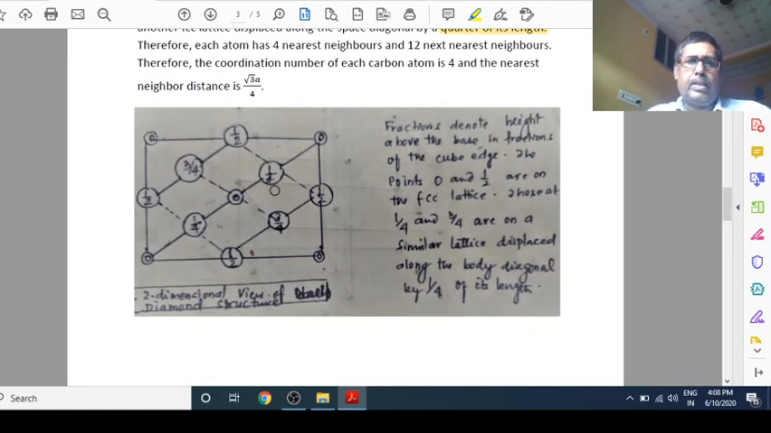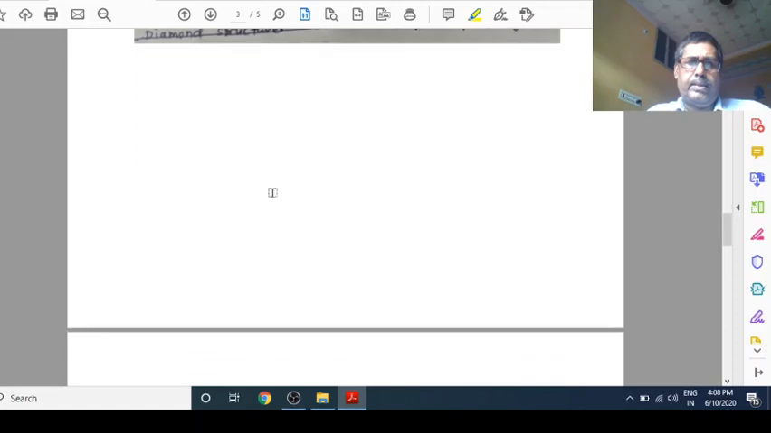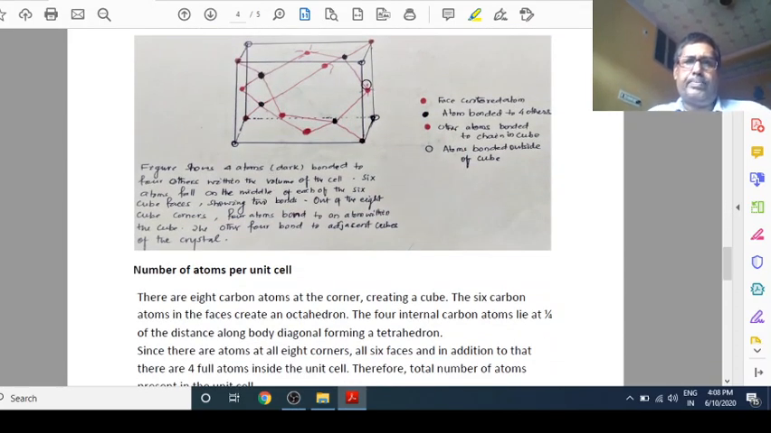Here you can see the two-dimensional picture and this one is the three-dimensional picture. You can see the red marks. These are the face-centered atoms because they are at the face, and the black marked atoms are bonded to four other atoms bonded outside of the cube. This one, this one, this one. So the figure shows four atoms bonded to four others within the volume of the cell. So you can see the figure.